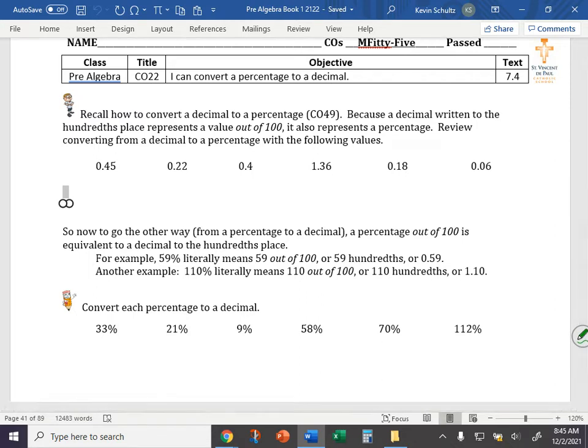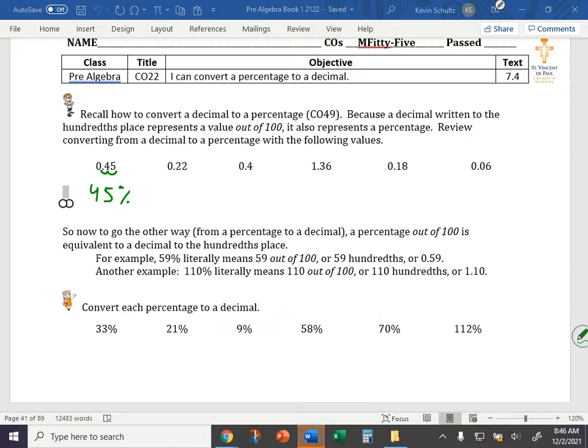And again, it goes back to that percentage being out of 100. Okay, 0.45. What's that as a percentage? John? 45%. And we talked about how to get there. We can move that decimal point over to the right 2 spots.